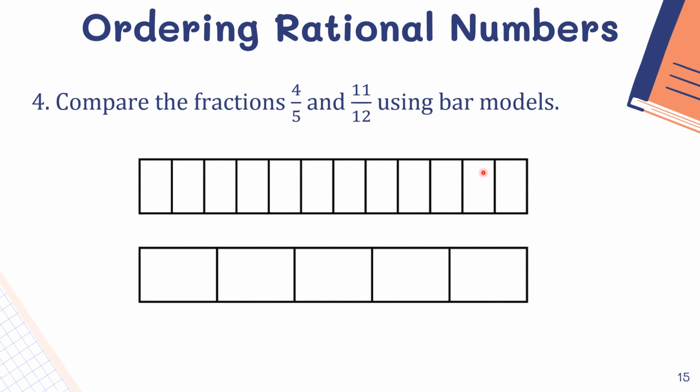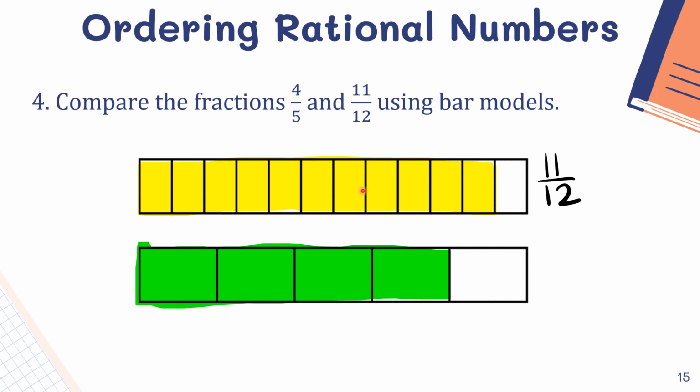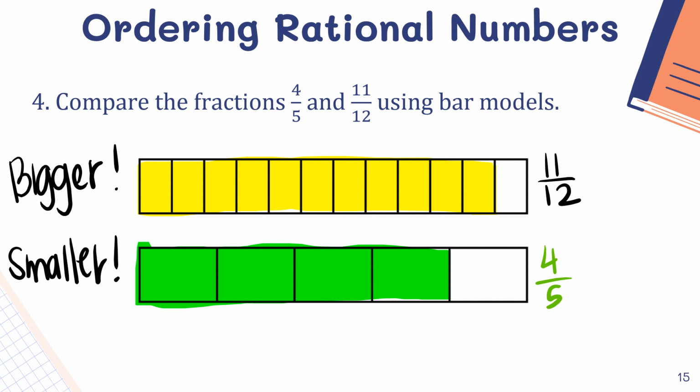So for 4 over 5, we've got that fraction strip split up into 5 pieces, and for 11 over 12, we've got it split up into 12 pieces. You can see I've shaded 11 out of those 12 pieces. That's 11 over 12. And then here I've shaded 4 pieces for 4 over 5. Since these are the same length, we can use this bar model to figure out which one is larger. So which one is larger? It's 11 over 12, right? So 11 over 12 is larger than 4 over 5. That's the bigger one. 4 over 5 is the smaller one.